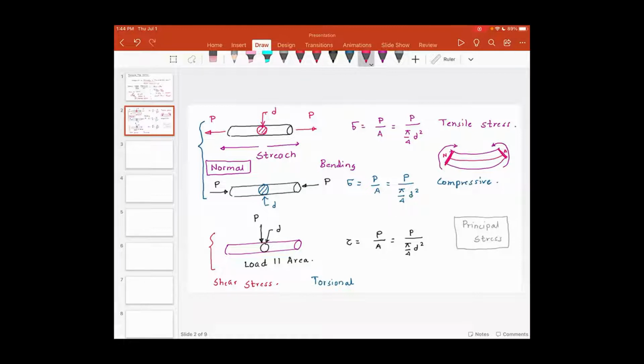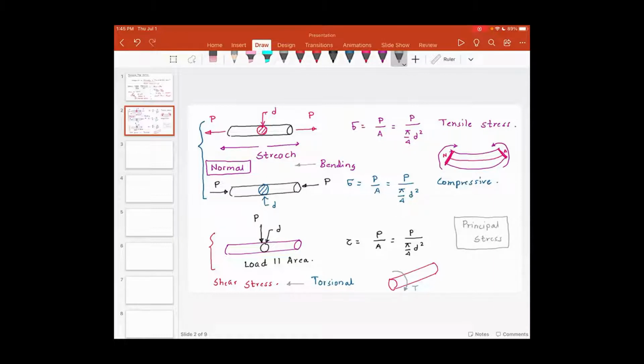Now, let me give you another example. If you have a shaft, and this shaft is twisted, so there is a torque on this shaft. The stress that is coming on this shaft is purely shear stress. Bending stress is purely normal stress.